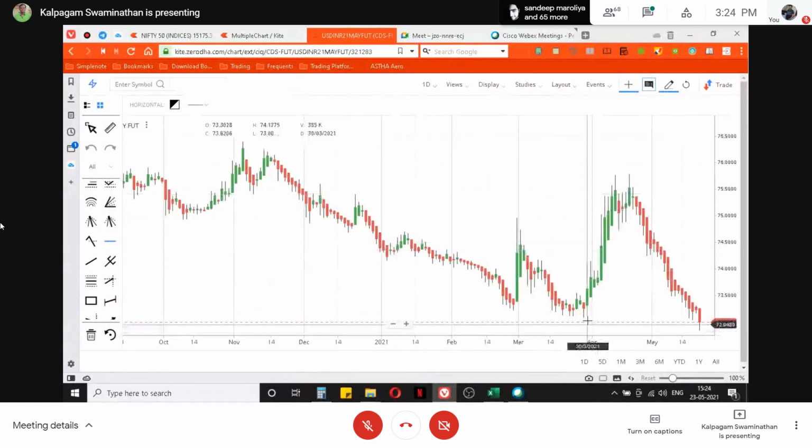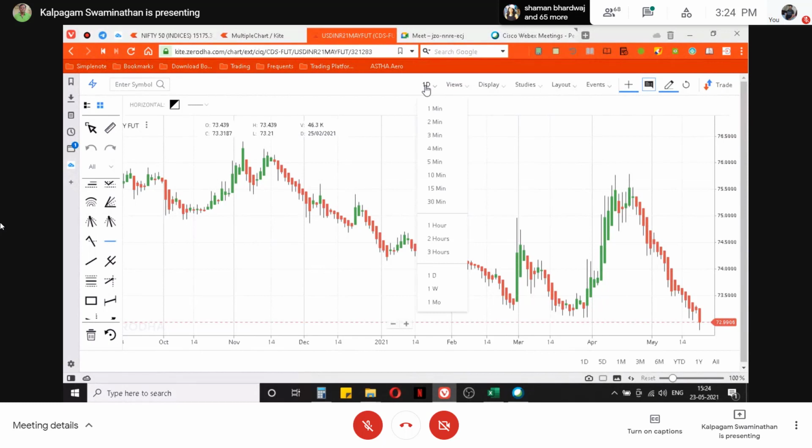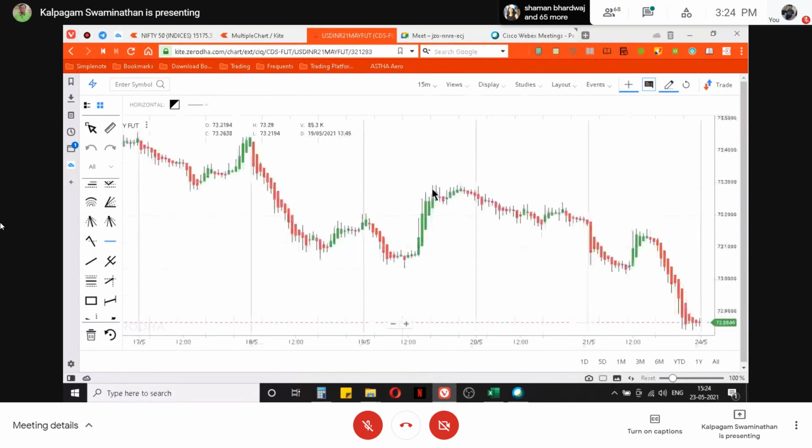Same principle on currencies. Buy above the high of a red candle. Keep moving on in your trend. If you want to look at intraday, same principle. Sell below the low of a green candle. Buy above the high of a red candle.